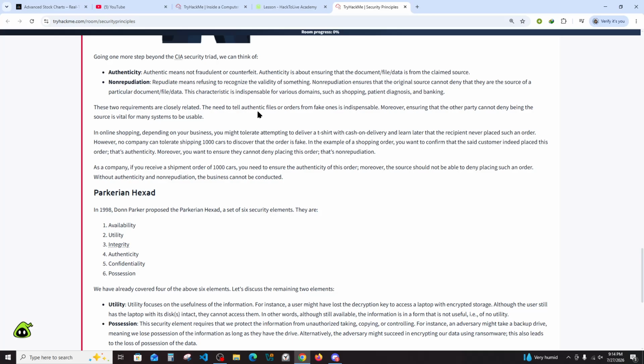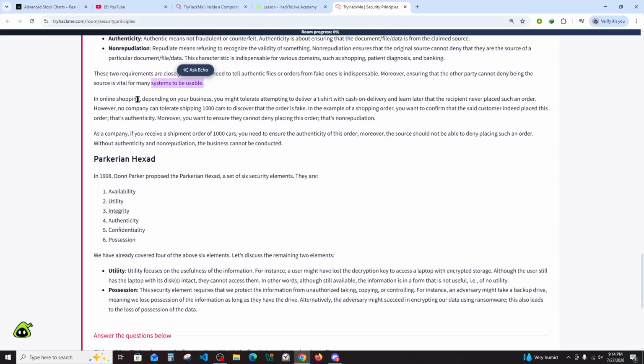The need to tell authentic files or orders from fake ones is indispensable. Moreover, ensuring that the other party cannot deny being the source is vital for many systems to be stable. In online shopping, depending on your business, you might tolerate attempting to deliver a t-shirt with cash on delivery and learn later that the recipient never placed such an order. However, no company can tolerate shipping 1,000 cards to discover that the order is fake.